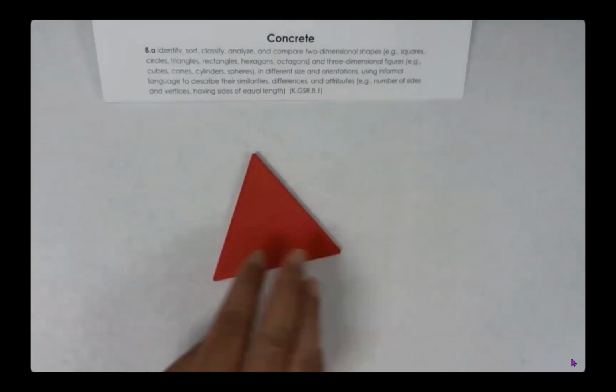I see that those shapes are squares, circles, triangles, rectangles, hexagons, and octagons. And then I need to be able to have students know their similarities and differences, and also the attributes, which include the number of sides, vertices, and having sides of equal length. So let's take a look at a shape.